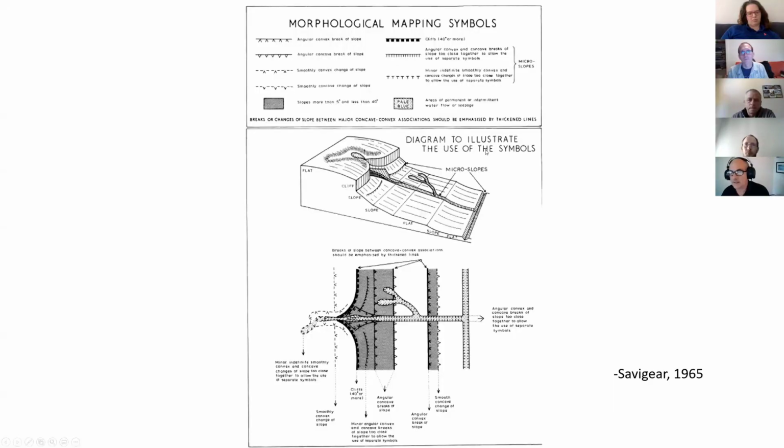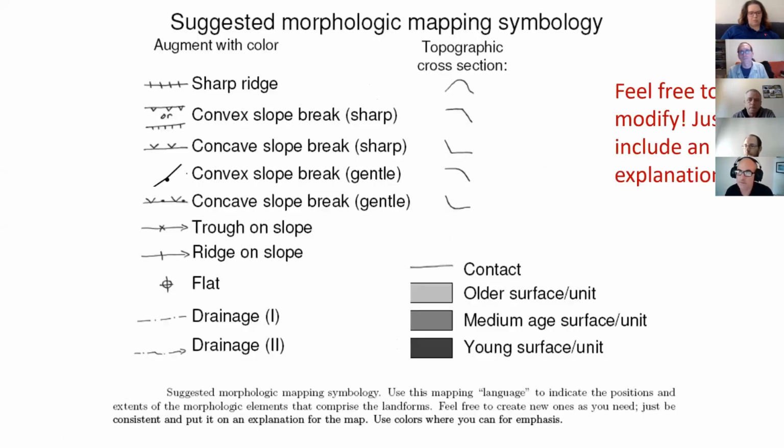So the basic idea is to map these breaks using these simple line types. So angular convex break of slope, angular concave break of slope, smoothly convex, etc. And this is from this 1965 paper that laid it out in a classical geographic approach. So here's our language. This is what you're just going to use to draw.